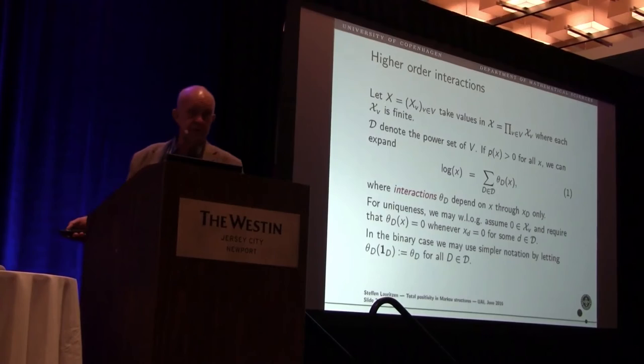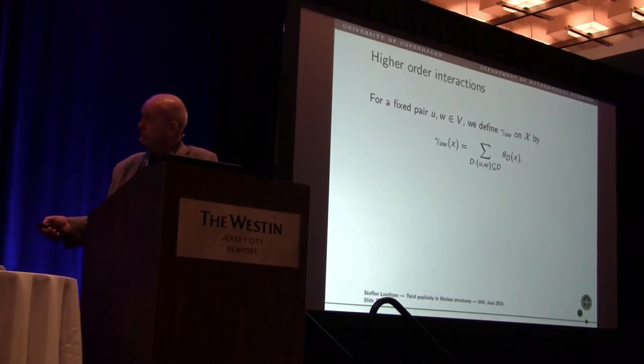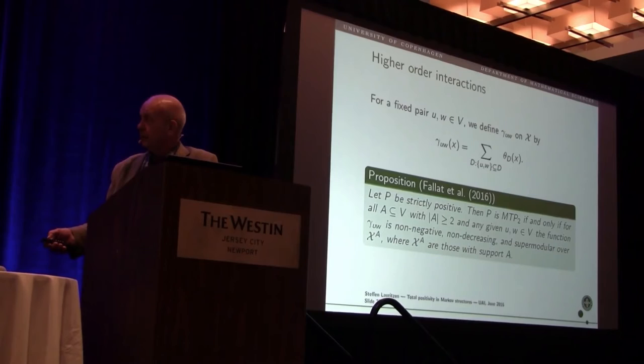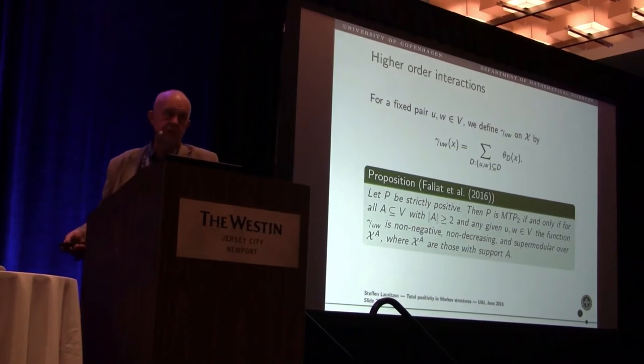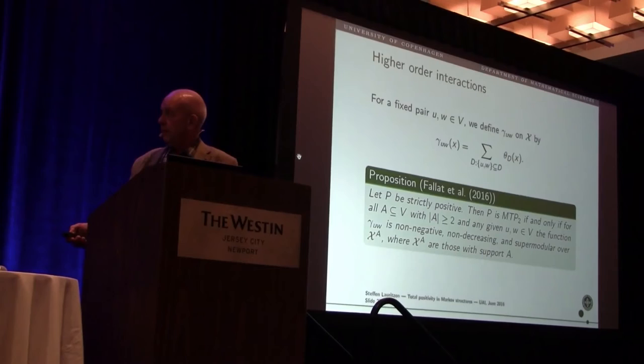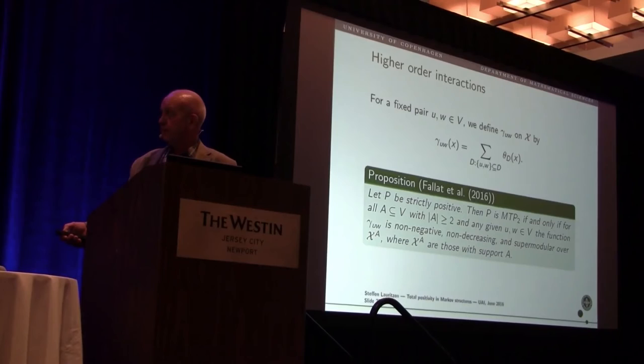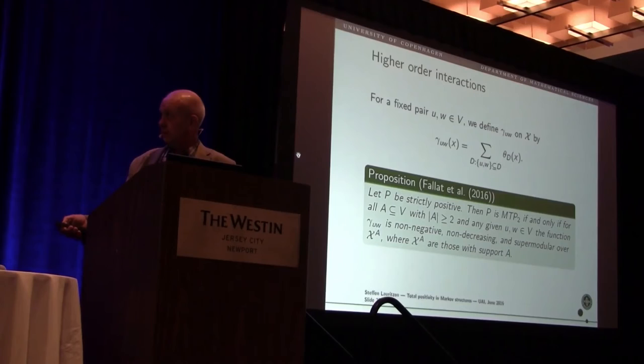And see, we have to look at this function. Between any pair, we look at all the interactions and add them up for those that are bigger than that one. There's a long story here, but essentially you have to look at a specific subset of space, and then this function has to be non-negative, non-decreasing, and supermodular. I'm sorry, that is a bit of an involved statement, but the important message of that proposition is that it's a polyhedral cone.